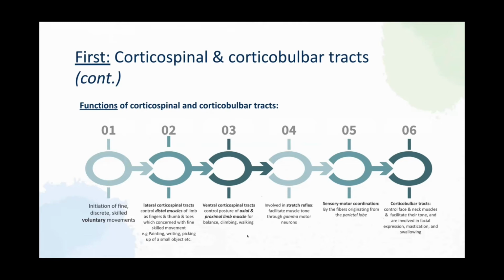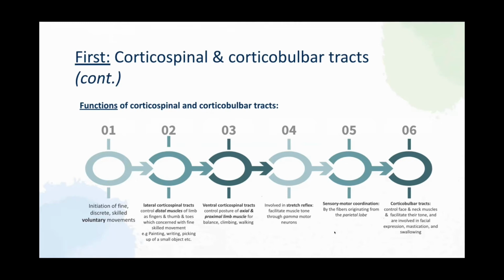And both tracts are involved in the stretch reflex, which facilitates the muscle tone through the gamma motor neurons. فعندنا sensory motor coordination by the fibers originating from the parietal lobe. هذه زي ما قلنا اللي شفتوا لما قلنا أنه 40% of the fibers originate from the somatosensory area. Somatosensory area هي موجودة بالparietal lobe عشان تسوي لنا sensory motor coordination. But this is also important.